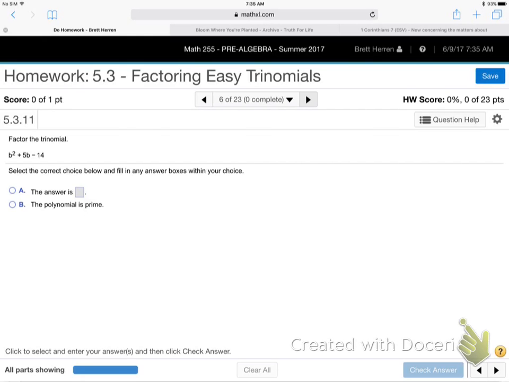Okay. So we got b squared plus 5b minus 14. Give it a try. Careful with the signs.